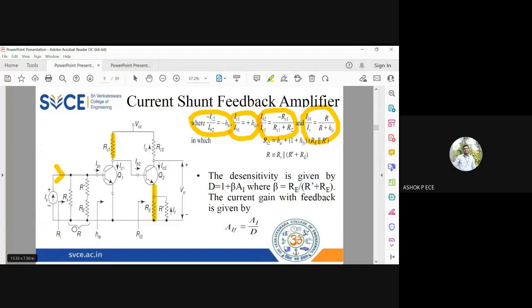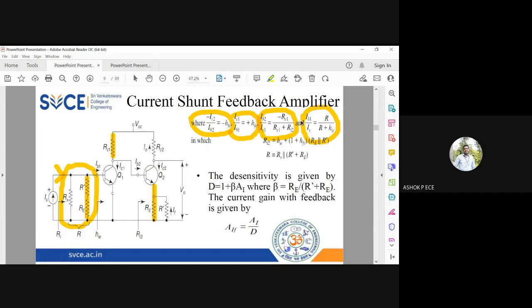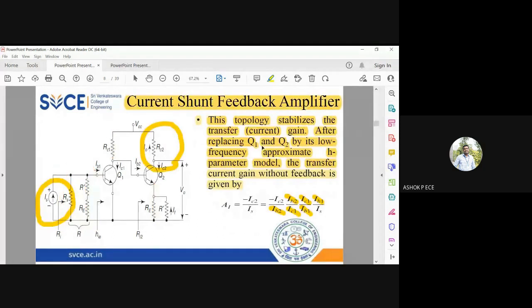And at the input side, you see R is equal to RS parallel to R dash plus RE. So these two are parallel, but among the two, these two resistances are in series. So I cannot simplify any of the terms. So by substituting all the terms in the expression for AI, you can find what is called the current gain.